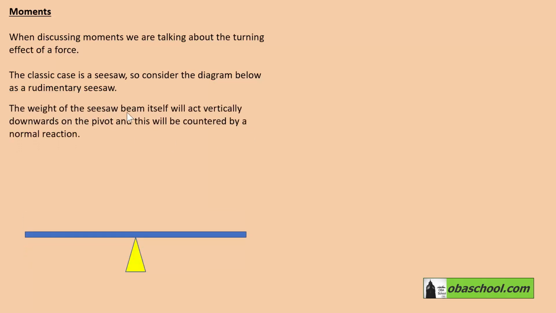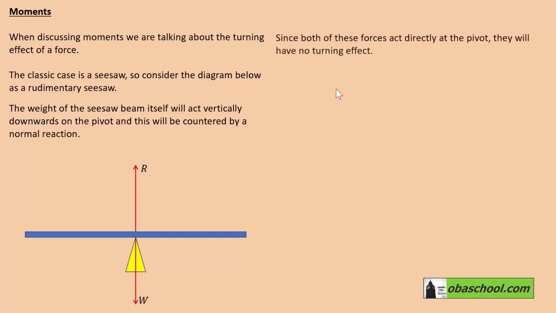The weight of the seesaw beam itself will act vertically downwards on the pivot, and this will be countered by a normal reaction. So here's the weight, here's the normal reaction, and these would be equal in magnitude, and therefore we would have a situation of equilibrium. Since both of these forces act directly at the pivot, they will have no turning effect.